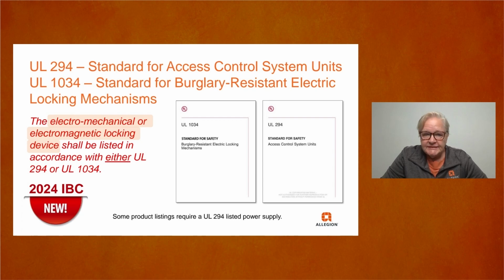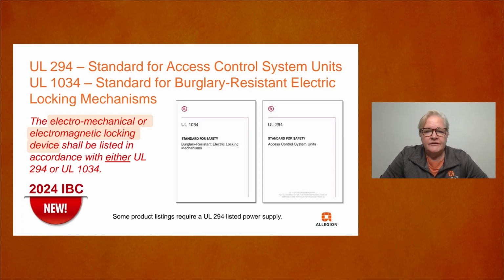There are some systems where the lock, let's say a delayed egress lock, for example, might require a UL 294 listed power supply, but that's part of the hardware listings. It's not a model code listing, but just something to be aware of. The other change that was made in this section was to permit UL 1034 as an alternative to UL 294.